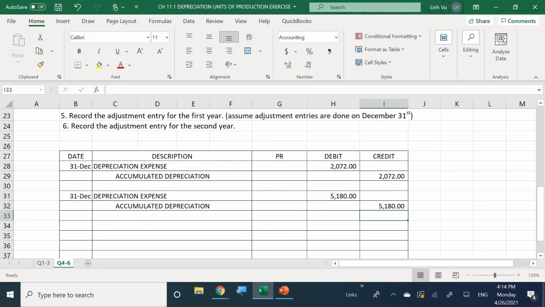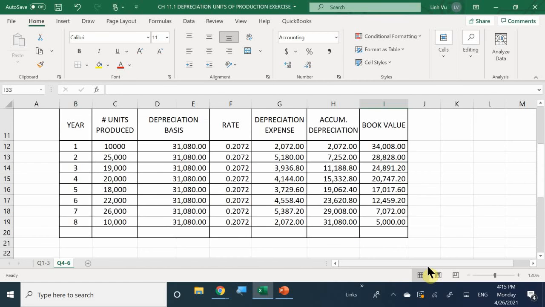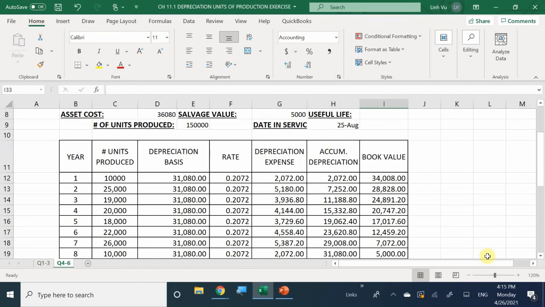Okay. Any questions in regards to this exercise? Okay. That's all that I want you to know. Pretty straightforward, pretty easy once you get the hang of Excel. But once again, I may ask you certain specific questions. I can ask you, what's the book value for the second year? What's the depreciation expense for the first year? So make sure that you know these formulas.